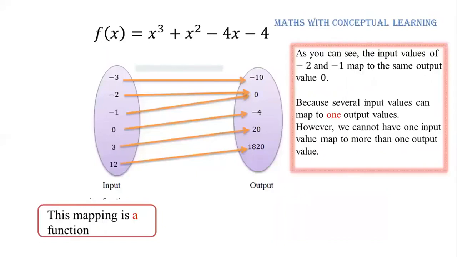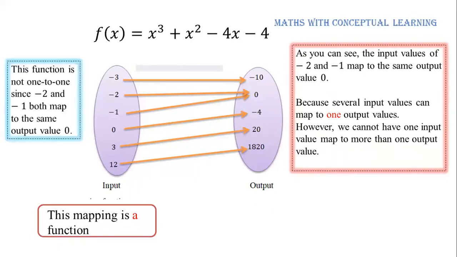We have another function, f(x) equals x cubed plus x squared minus 4x minus 4. As you can see, -2 and -1 map to the same output value 0. So this function is not one-to-one, since two input values map to the same output value 0, which contradicts our definition of a one-to-one function.